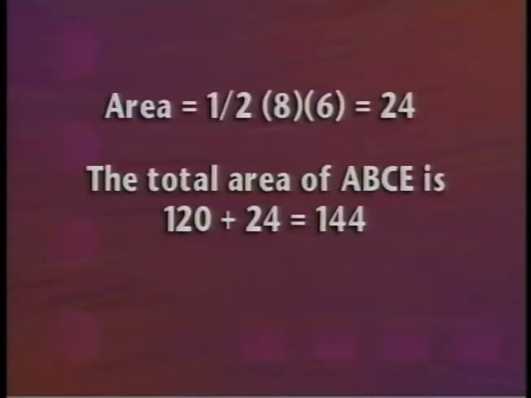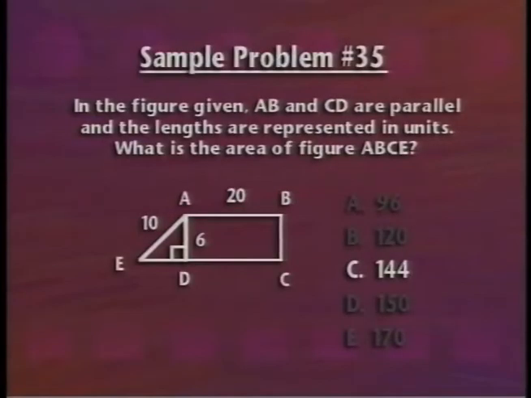The area of the right triangle is then 1/2 times 8 times 6, which is 24. The total area of figure ABCE is 120 plus 24 for 144. Answer C.